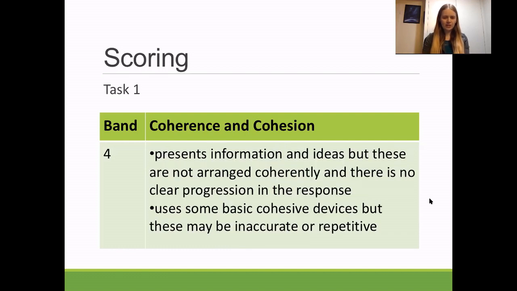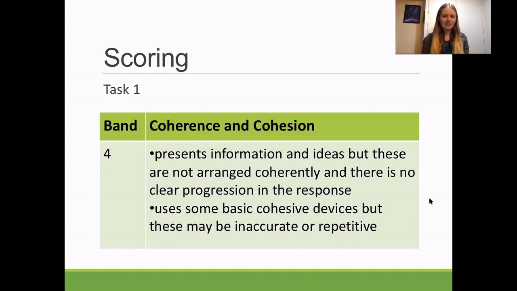For a score of 4, you would be presenting information and ideas, but they're not arranged coherently and there's no clear progression. So you're giving ideas, but it's not in a logical way. You're not starting with an overview and then giving some information and then concluding. It's all over the place. Or maybe you're talking about something being really high and then talking about something completely unrelated to that. And then later you talk about something related to that that was really low, but you're not linking these things. You're not making a clear comparison. You're just throwing things together, basically.